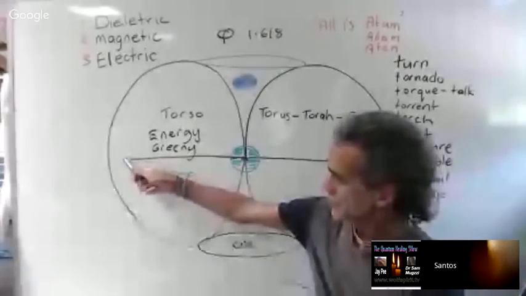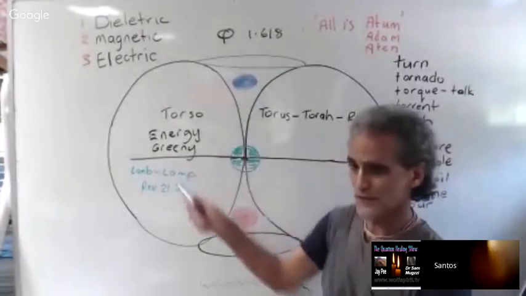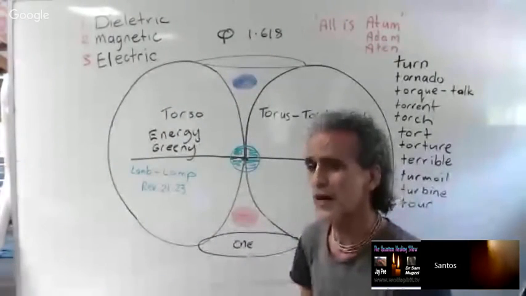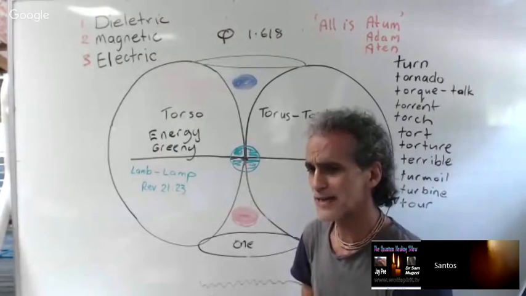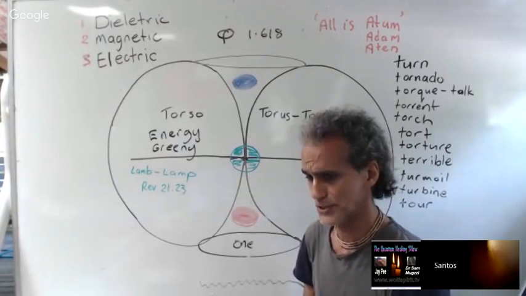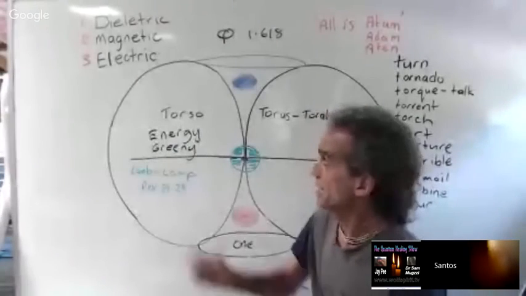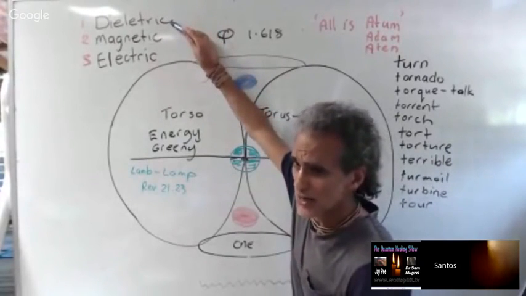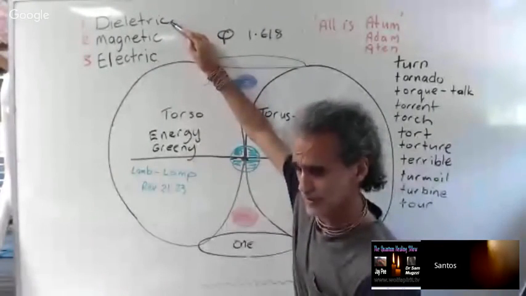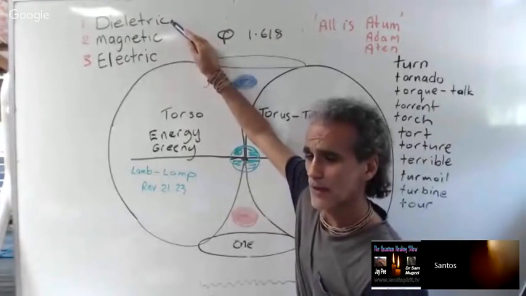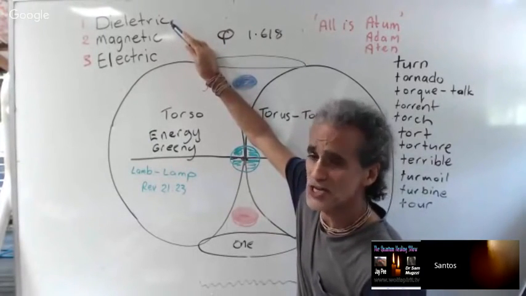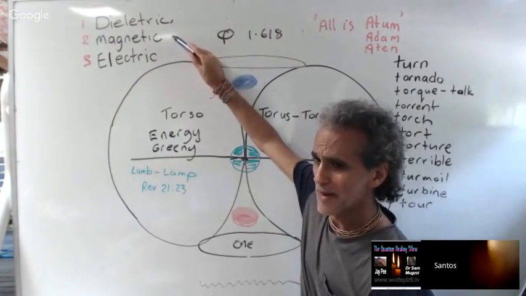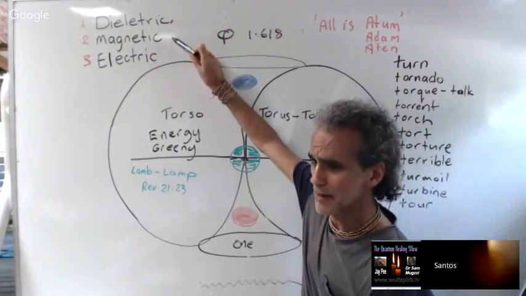Now, this is a torus field, and this is the only form that the universe knows. Creator, which is the energetic, that's the energetic, the dielectric. Let's call that source creator, Krishna, Christ. Here is magnetism, and magnetism is motion.